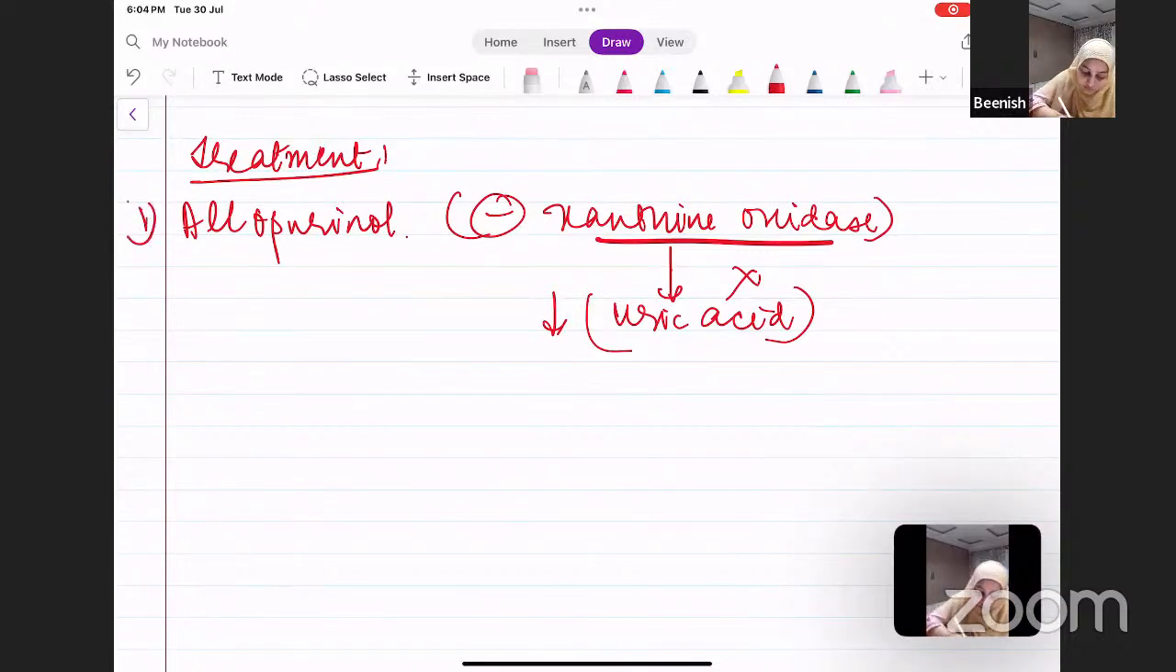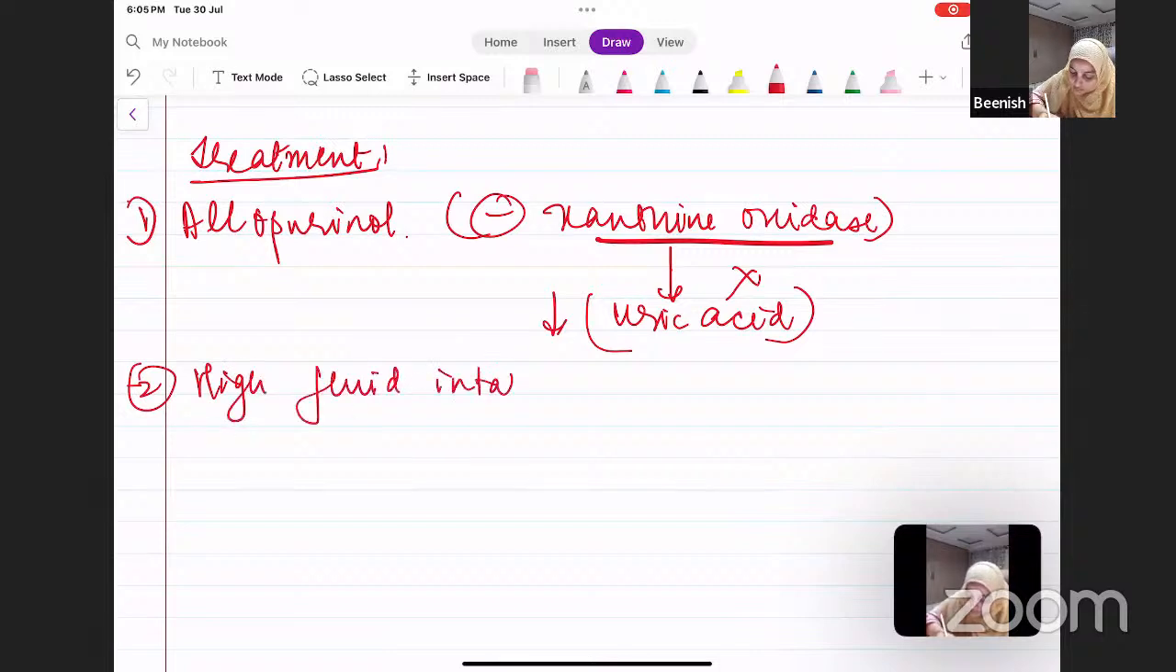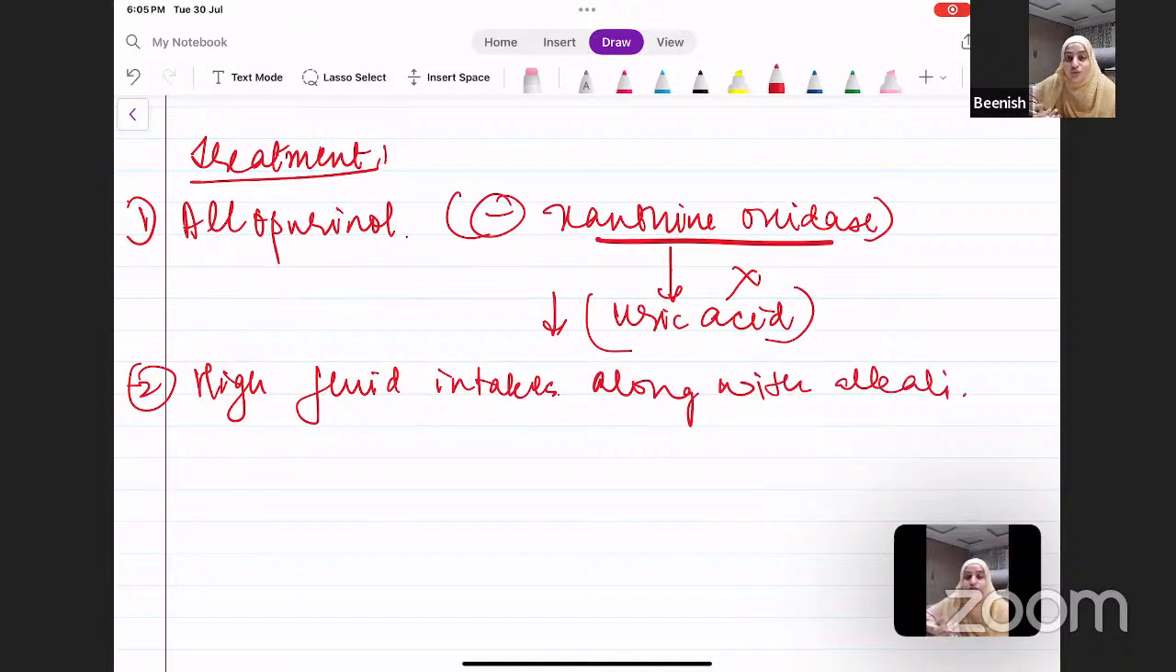Then another treatment can be high fluid intake, along with alkali. Why? Because there is decreased crystallization of uric acid in alkaline mediums. The uric acid crystals are going to get dissolved in alkaline medium. Therefore, a high fluid intake with alkali is suggested as a form of treatment. Your hyperuricemia results in the formation of uric acid stones in the kidneys and deposition of urate crystals in the joints and other soft tissues. So to dissolve the uric acid crystals, alkali intake is recommended.